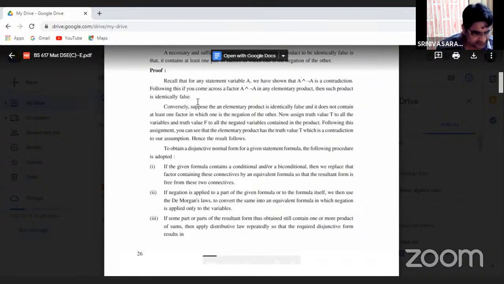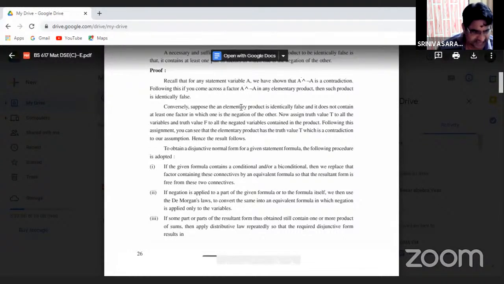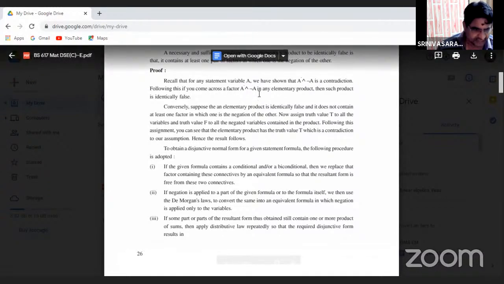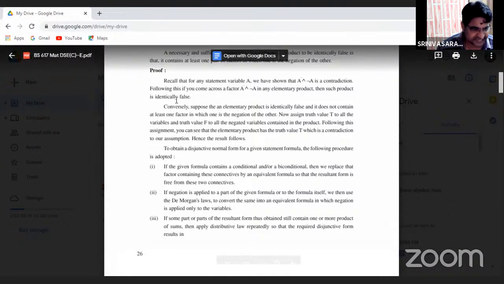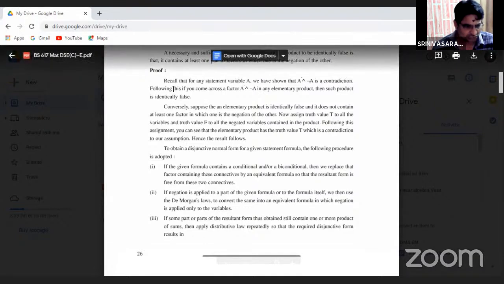Following that, if you come across a factor A and the negation of A in an elementary product, okay, one of the factors is A and the other is its negation. Here the assumption is that A and the negation of A are in an elementary product. Then such a product is identically false. That is the recall of this part. Now the necessary part is also proved here.